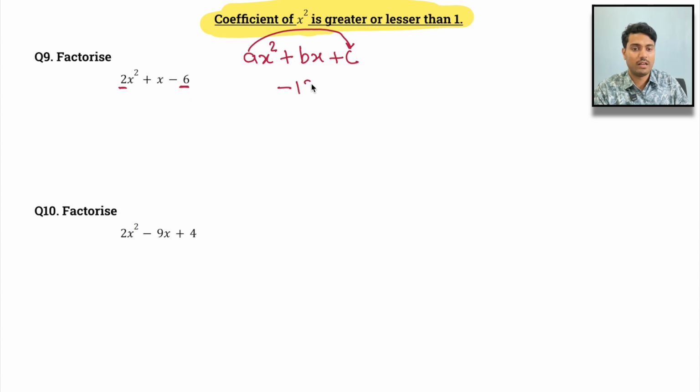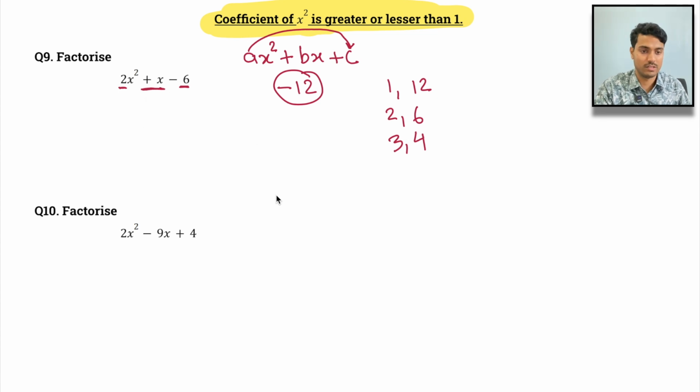So you will get 12. Now list down all the factors of negative 12. So 1 and 12, 2 and 6, 3 and 4. Now using these factors, if you multiply the two numbers, you should get negative 12. And if you add the two numbers, you should get the middle term, just like the previous case.